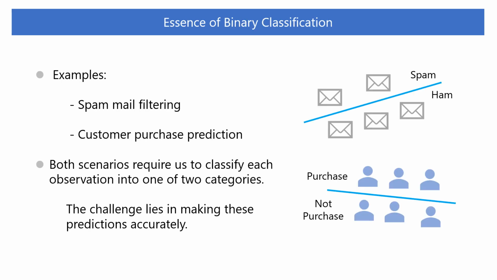Consider two primary examples: filtering emails as spam or not spam, and predicting customer behavior as purchase or not purchase. In a classification problem, each category of the outcome variable is called a class. So, spam mail filtering contains two classes, spam and ham. And the two classes in the customer purchase prediction are purchase and not purchase. Both scenarios require us to classify each observation into one of the two categories. The challenge lies in making these predictions accurately based on available data.